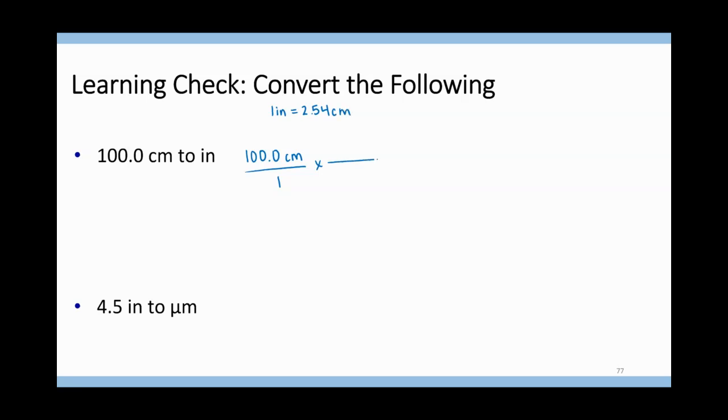So we will use that conversion, but now we want to put centimeters at the bottom so that we can cancel out the centimeter unit because we're aiming to end in inches. So we've canceled out centimeters. We do 100.0 divided by 2.54. We get 39.37 inches.